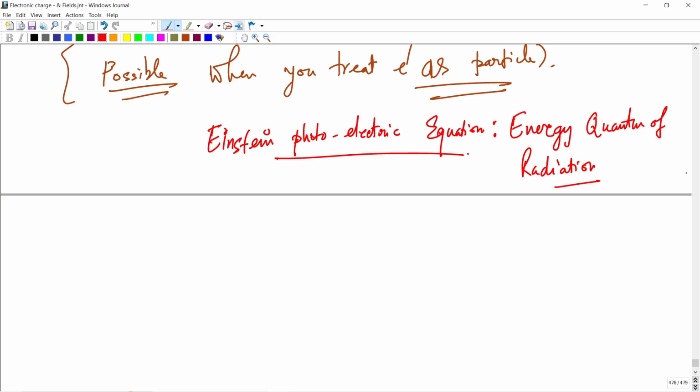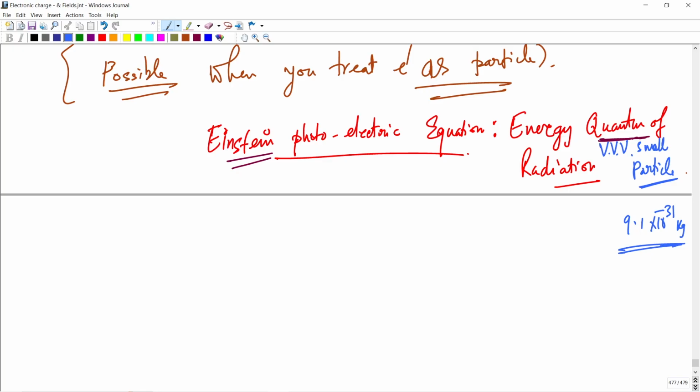The name Einstein, you know, the famous scientist. And this quantum means a very small particle, like an electron. The mass is 9.1 into 10 to the power minus 31 kg. If you imagine that, it's a very tiny particle. That's why this tiny particle is called a quantum particle.